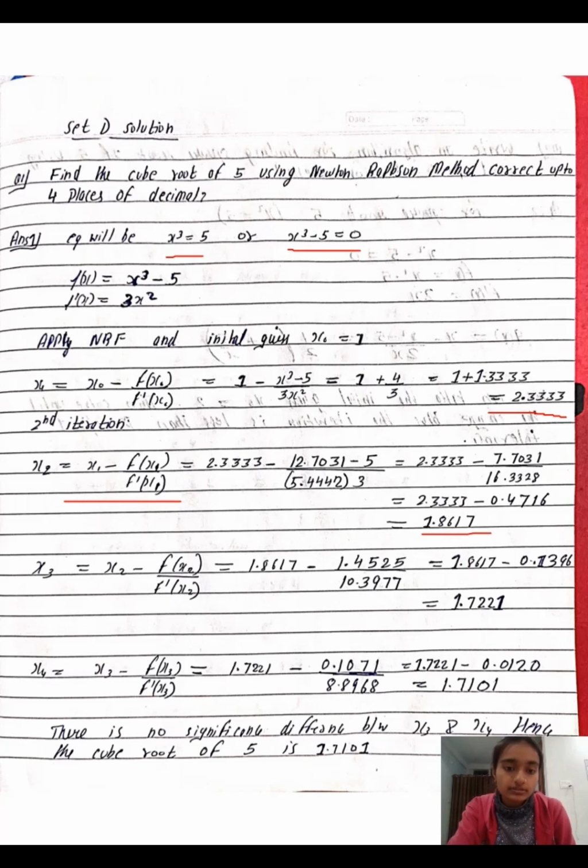Now the third iteration is x3 equals x2 minus f(x2) divided by f'(x2). Here we put the value of x2 in this formula and after calculating we get 1.7221, which is our third iteration. The fourth iteration will be x4 equals x3 minus f(x3) divided by f'(x3). Here we put the value of x3 in this formula and get 1.7101. There is no significant difference between x3 and x4, hence the cube root of 5 is 1.7101.